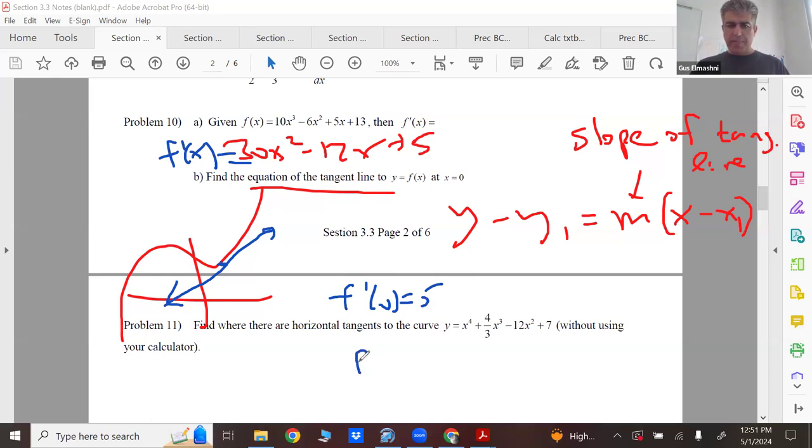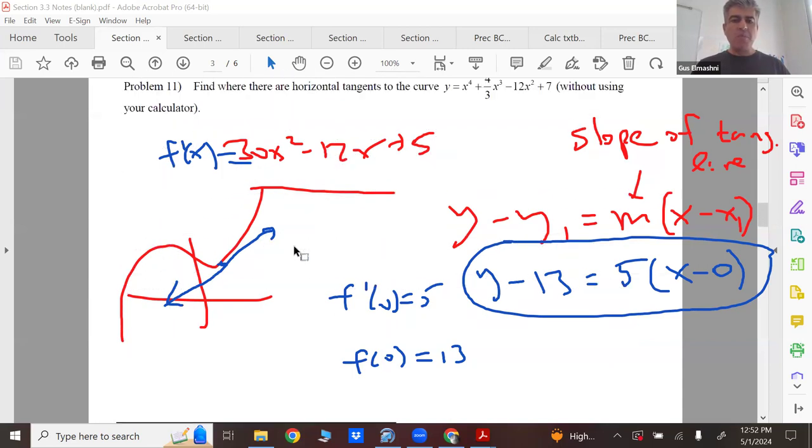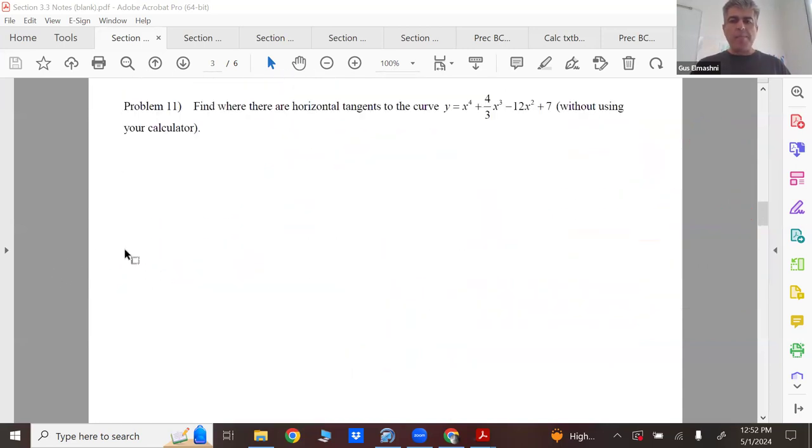And what's f of zero straight up? 13. So I'm going to say y minus 13 equals 5 times x minus zero. All's good there? Makes sense? You write 5x, fine, I don't care. So let's keep moving. Okay.